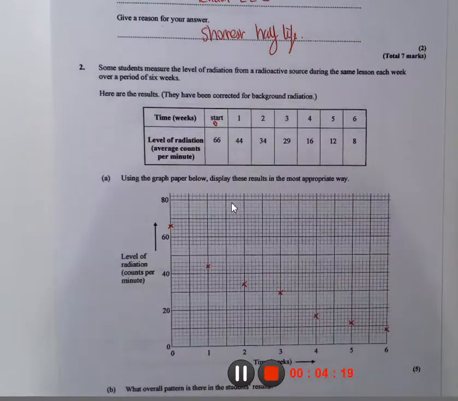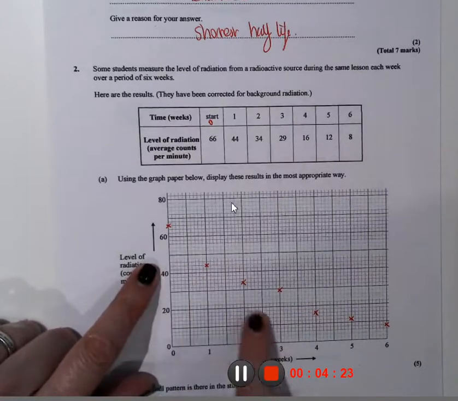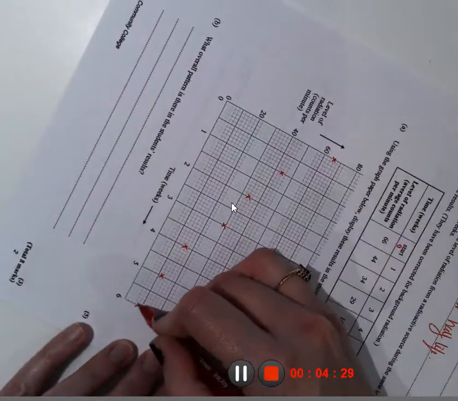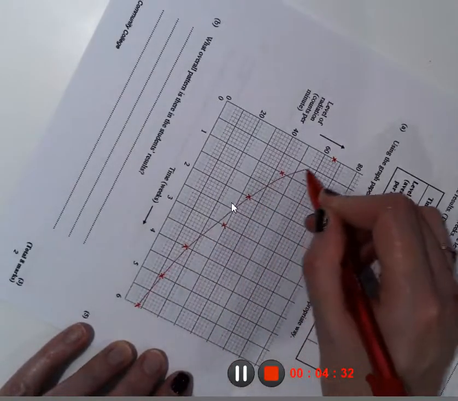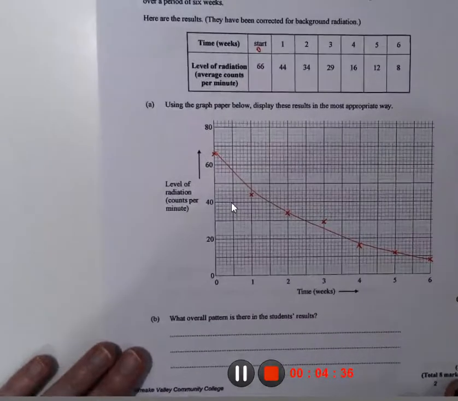And then we need to draw a line of best fit. But if you look, there's a dodgy result here. You need to draw a smooth curve, so I would ignore that result. It looks like an anomalous result. Turn your graph paper around, use your wrist as a pivot, and as you can see, you get a nice smooth curve through as many points as possible.